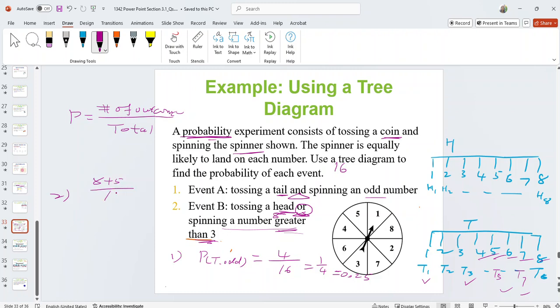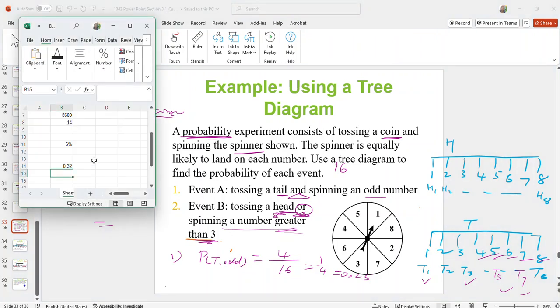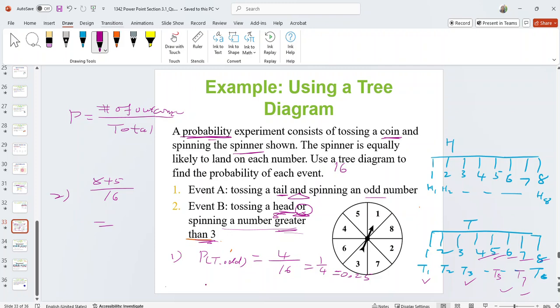And then you can go divide this one. 13 divided by 16, right? So that's 0.8125. Okay, so that's how you calculate this type of tree diagram, calculate this probability. So the only thing different for the probability is you just have to divide by the total. Okay, and my total here is 16.